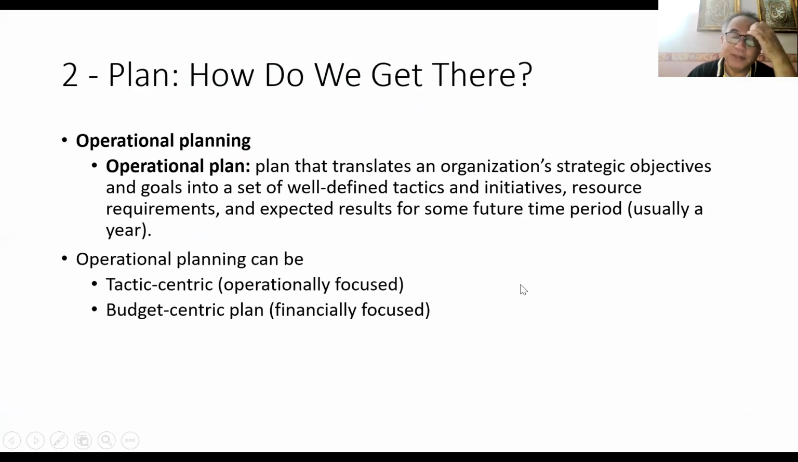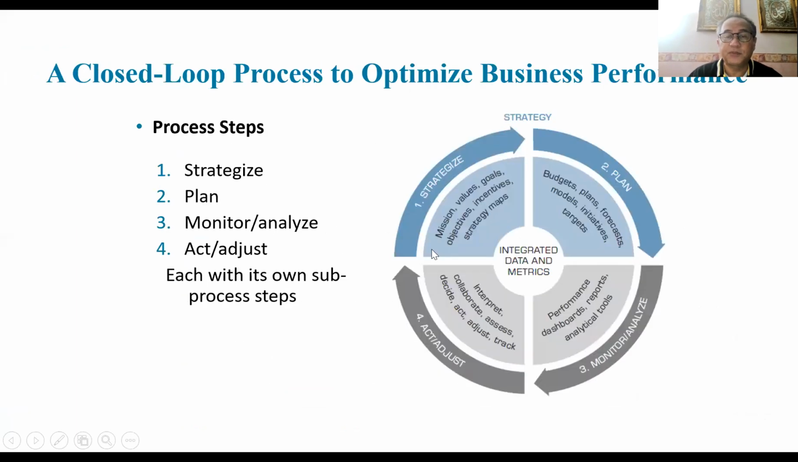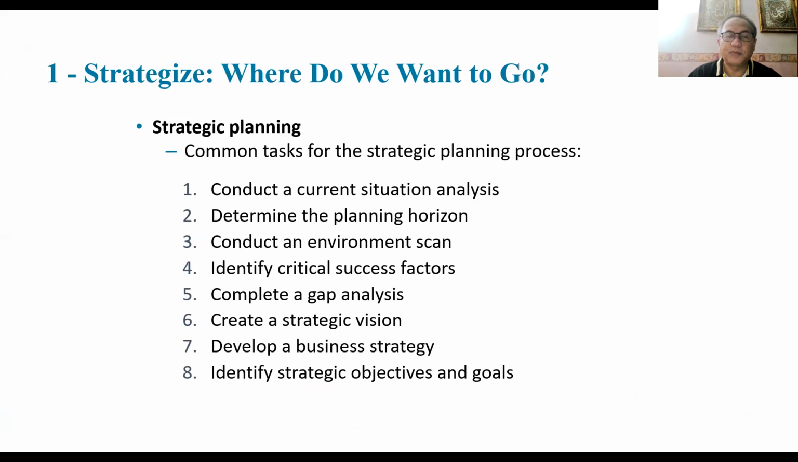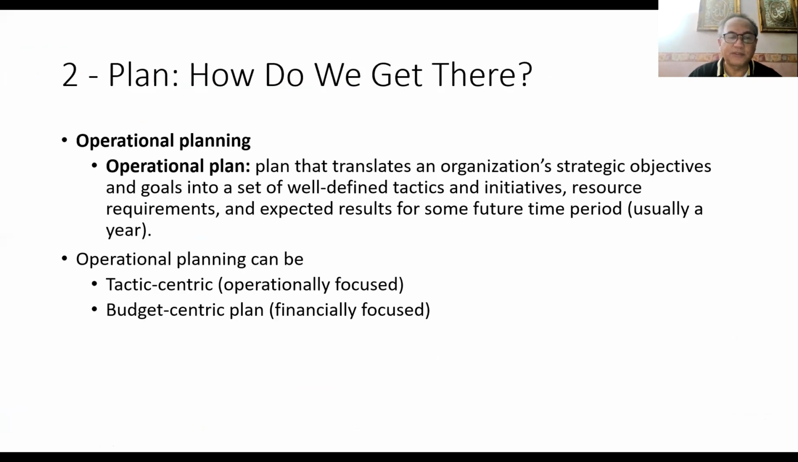The next one is planning. How do we get there? First we ask where do we want to go, and then how do we get there. Planning comprises budgets, plans, forecasts, models, initiatives, and targets. There are two types of planning: operational planning and financial planning.